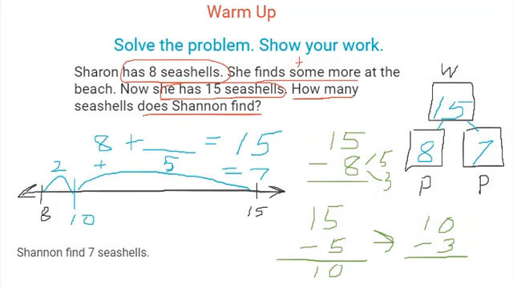Well, you have 7. So 7. And then you can write out Shannon finds 7 seashells. Oops, I'm going to correct this over here. Shannon finds 7 seashells. Okay. This is just your warm-up.